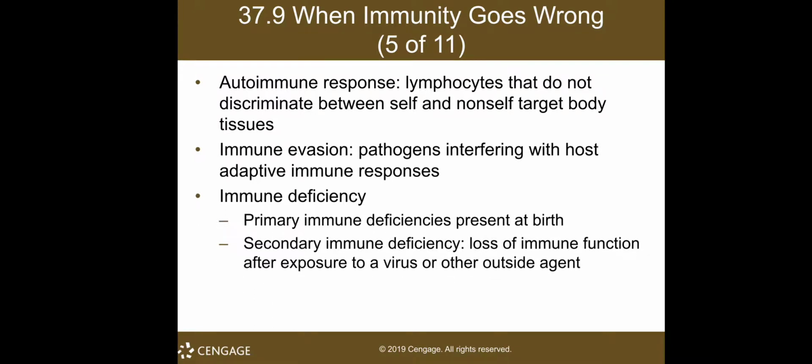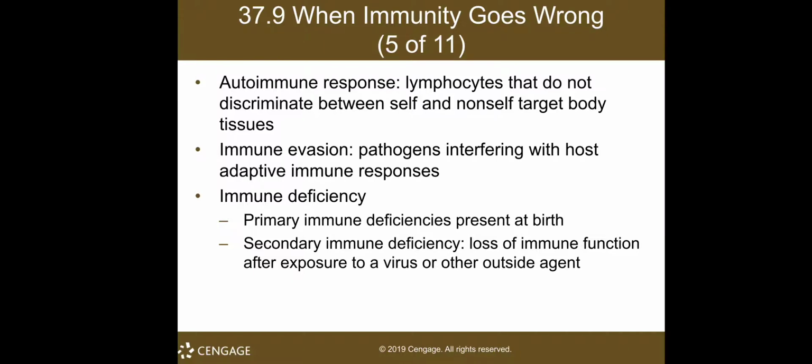And then we also have immune deficiency. Primary immune deficiencies are those that start at birth. So you are born with a very defective immune system. Those people are called the bubble babies, where they have to live most of their life in a very sterile environment, basically a sterile bubble.